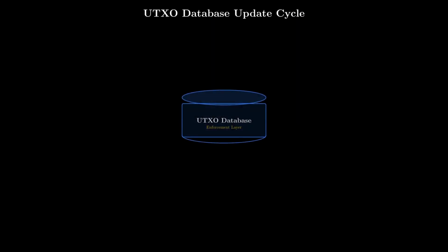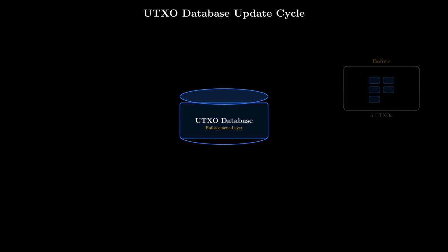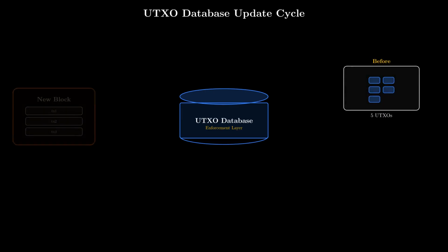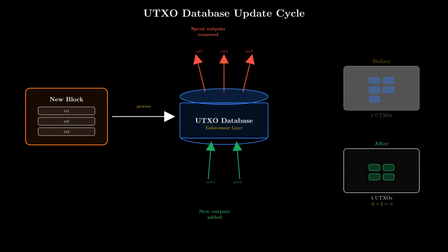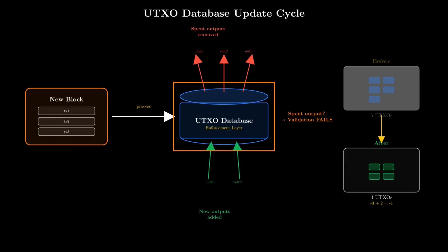The UTXO database is the enforcement layer. Every full node maintains its own independent copy. When a new block arrives, 2 things happen. For every input in the block's transactions, the node removes the referenced output from the UTXO database. Those coins are now spent. For every new output created by the block's transactions, the node adds it to the database, new spendable coins. After processing, any future transaction referencing an already spent output fails validation. The output simply no longer exists in the database.